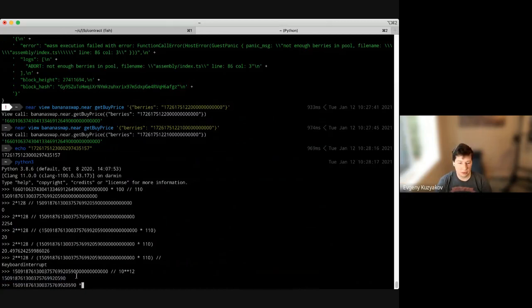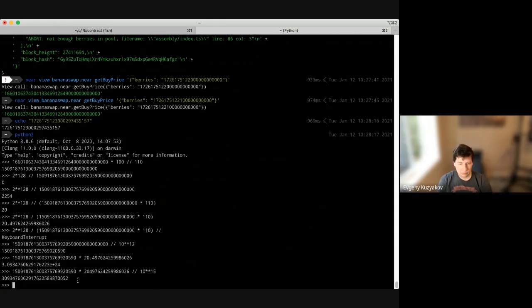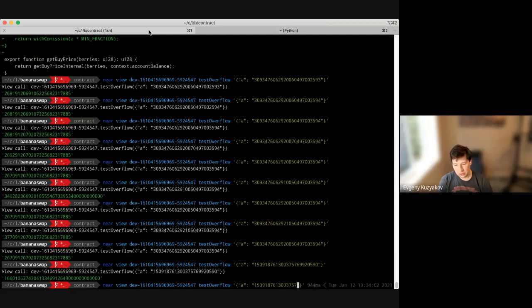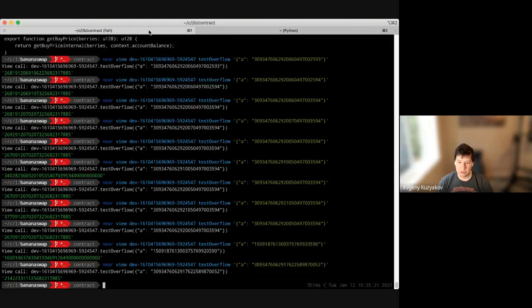So if I, for example, do this, multiply by this, Python just makes it a little more complicated. I can get this number. Then if I pass it, I get the minimum number possible.